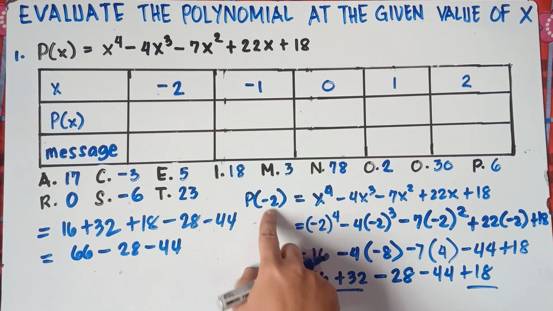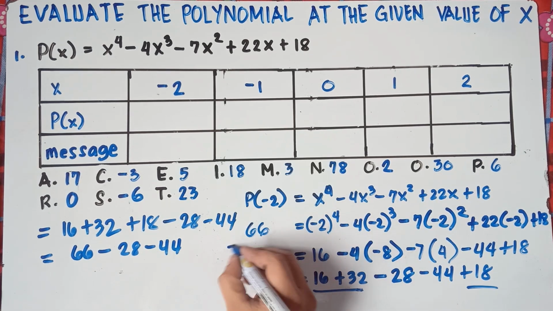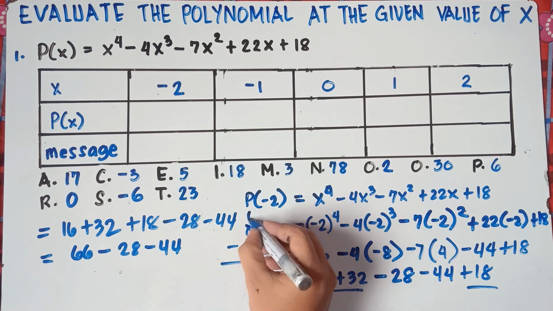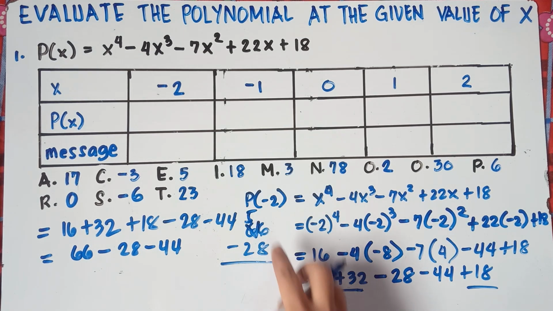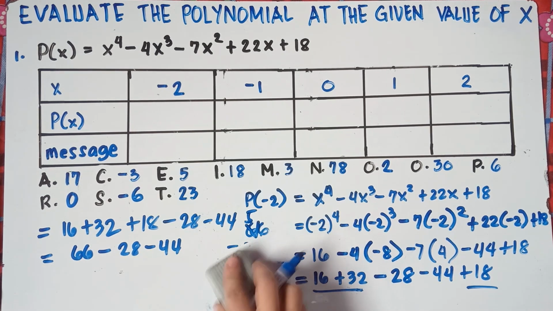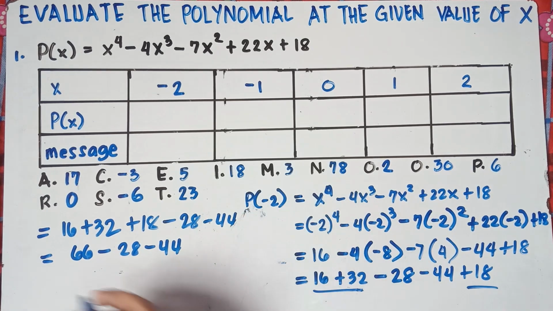Alright, so this will be 66 minus 28. 6 minus 8 cannot be. Borrow 1. This will be 5. This will be 16. 16 minus 8 is 8. And then 5 minus 2 is 3. 38. So this will be 38.